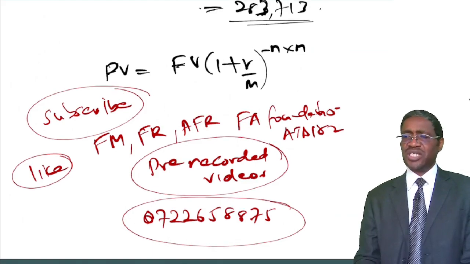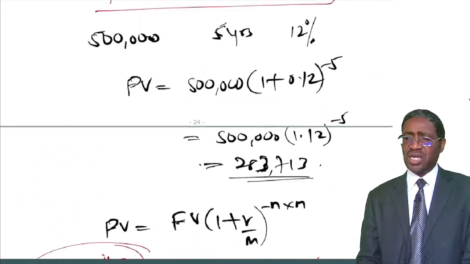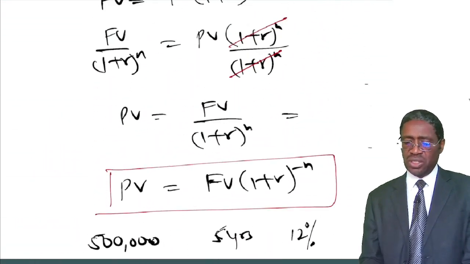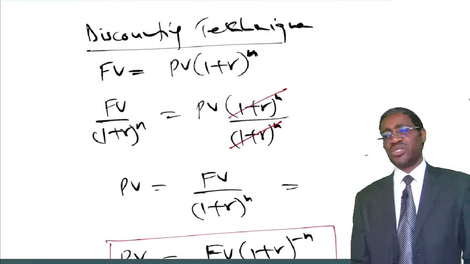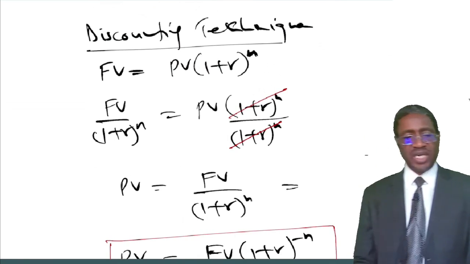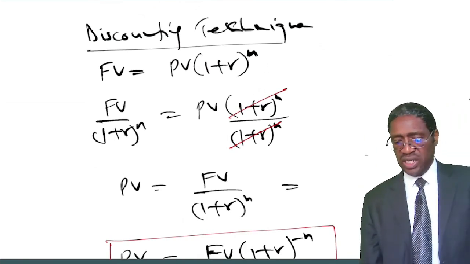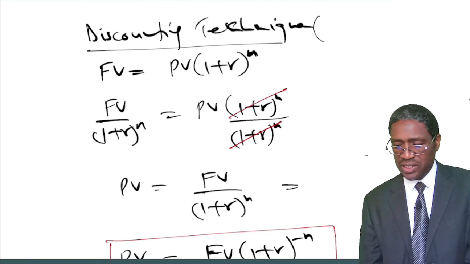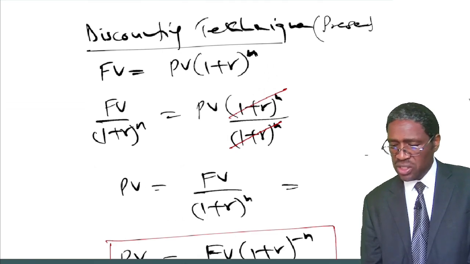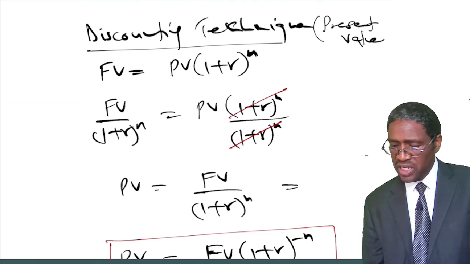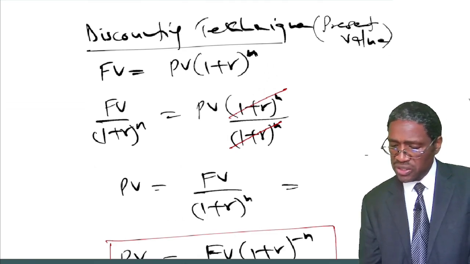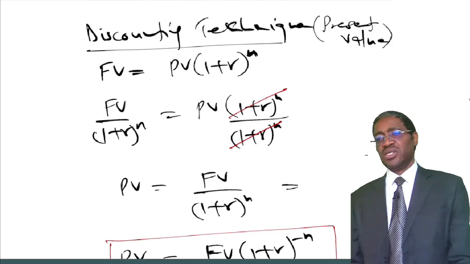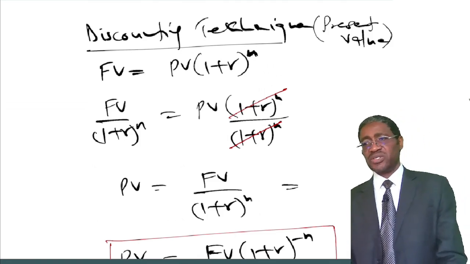Good. Let's go back now and write the summary note on discounting. Put down the subheading: discounting technique, in brackets present value. Discounting technique, present value.